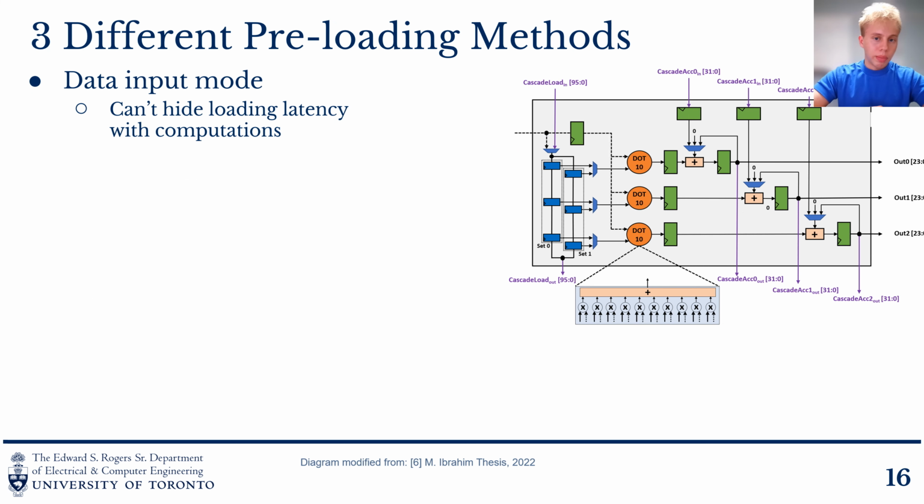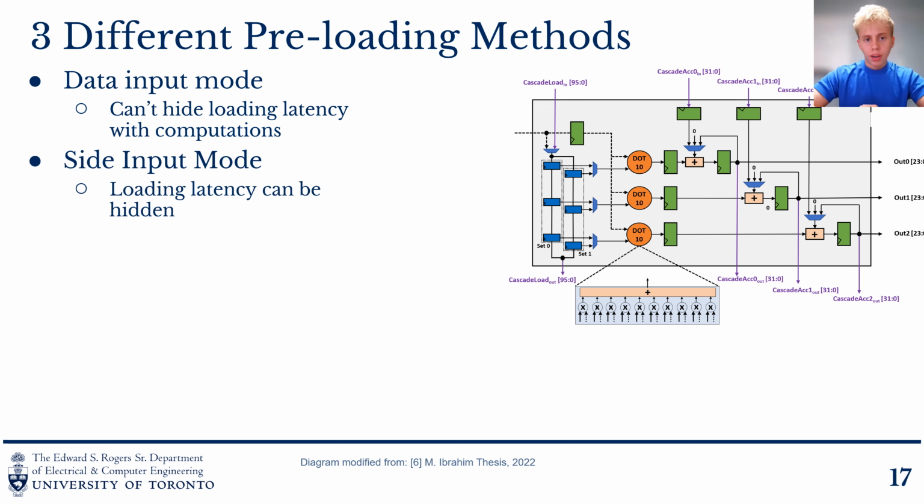There are 3 different preloading methods which we could take advantage of. The first is data input mode. For data input mode, we're using the entire, or almost the entire, data input bus to load our values over 3 cycles. So it's 10 values over 3 different cycles, as we have 3 different registers here. But since we're using this entire bus to preload values, we can't hide the loading latency with computations.